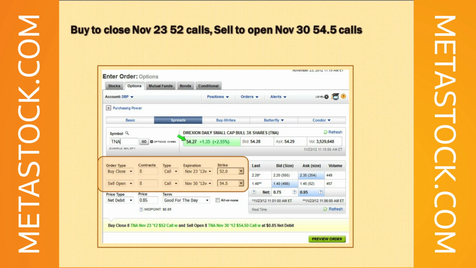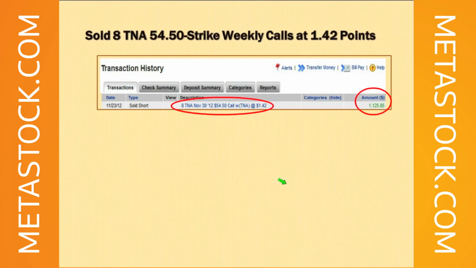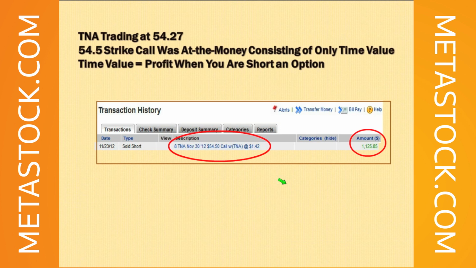So just make a note, the TNA, when I entered this order, was trading at 54.27, and I was selling the 54.5. So this was slightly out of the money. So this premium, bid 1.40, ask 1.45, that was all time value. So here's my confirmation, and I went ahead and sold short the 54.5 call at 1.42. I get filled about midway between the bid and ask price. So sold 8 of these 54.5 strike calls at 1.42, and of course they were slightly out of the money, so that was all time value.